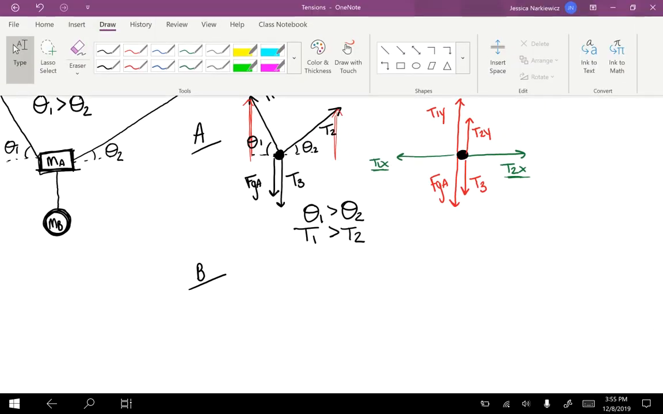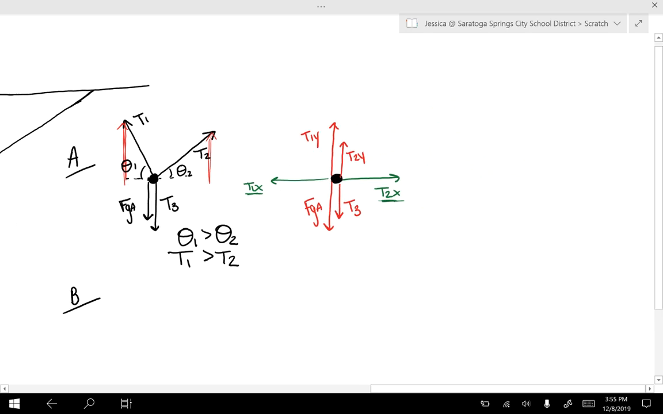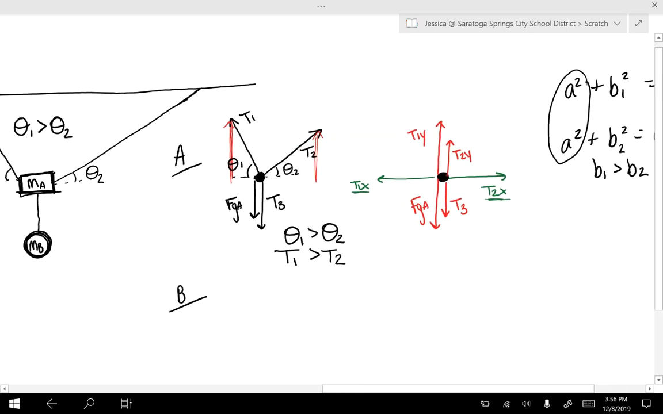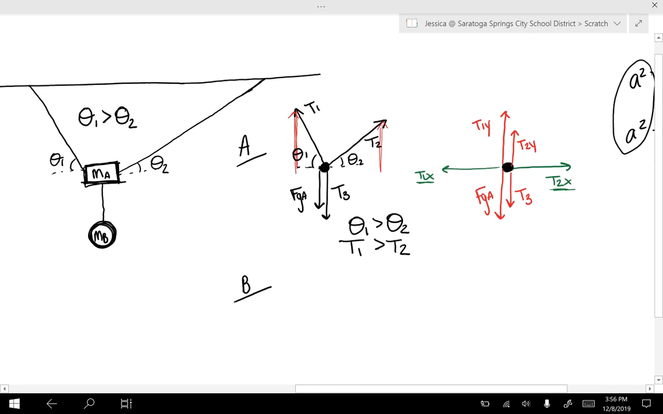So think about it this way. If you're doing a squared plus b squared equals c squared, which is how we would find the hypotenuse for two different triangles, if A is the same, but B1 is greater than B2, then necessarily C1 is going to end up being bigger than C2. Okay? So larger angle with horizontal means larger tension.